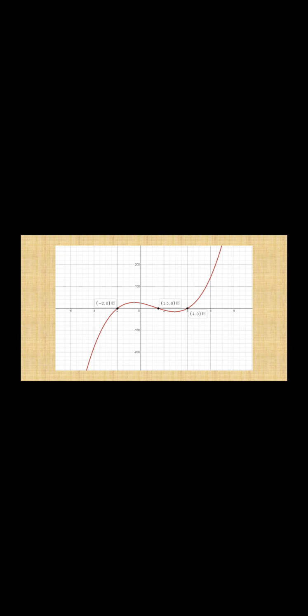And we can see that from the graph. You can check by using Desmos and graphing your function, and this is the graph. We can find the points of intersection at negative 2 and 0, and 1.5 and 0, where 1.5 is equal to 3 over 2, and the last one is 4 and 0.